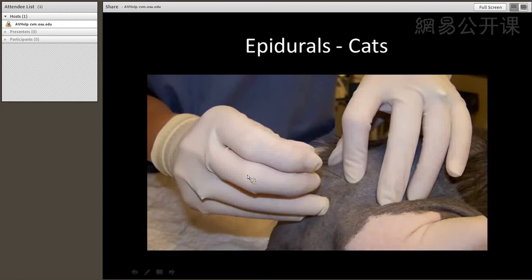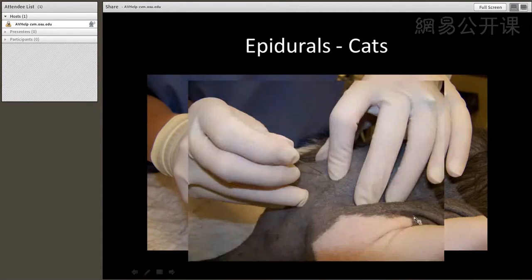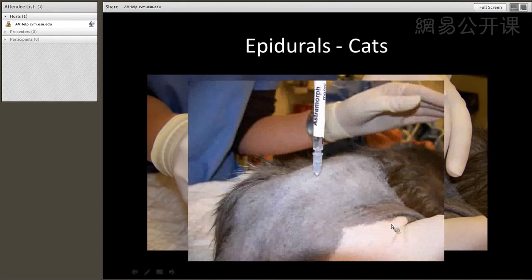So to do an epidural in a cat, you're going to palpate for the same landmarks, the dorsal spinous processes, and put your middle finger and your thumb on the cranial parts of the wings of the ilium, and then palpate for the space between L7 and S1. And because their anatomy is so different, a lot of times you're going to end up with your needle in a very perpendicular direction. So it's going to be sort of straight up, and that's pretty common in a cat.